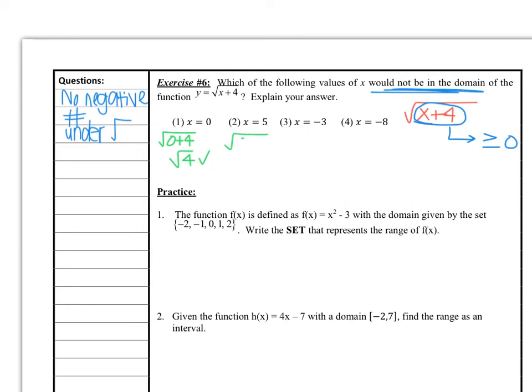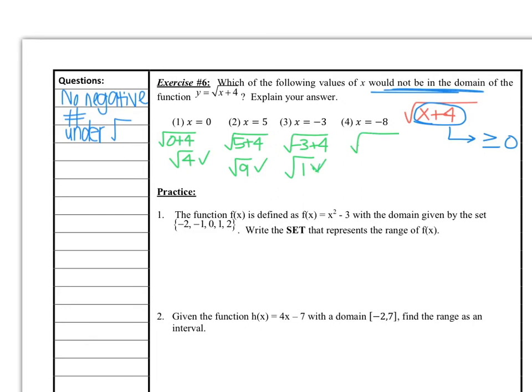All right, so let's try this. 5 plus 4 under the square root gives us square root of 9. That's okay, because 9 overall is positive. Square root of negative 3 plus 4 gives me square root of 1. That's okay because 1 is positive.